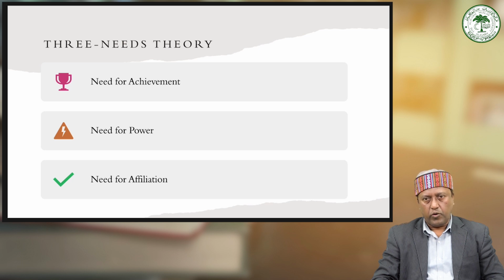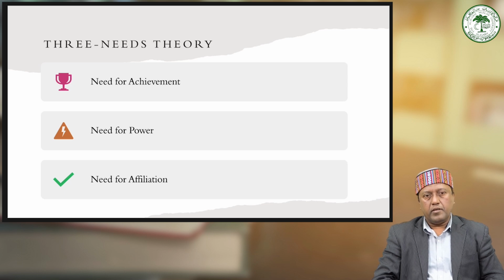Managers can motivate employees with a high need for achievement by providing challenging tasks, clear performance goals, and opportunities for skill development and recognition. Feedback and acknowledgement of accomplishments are also important for maintaining their motivation.